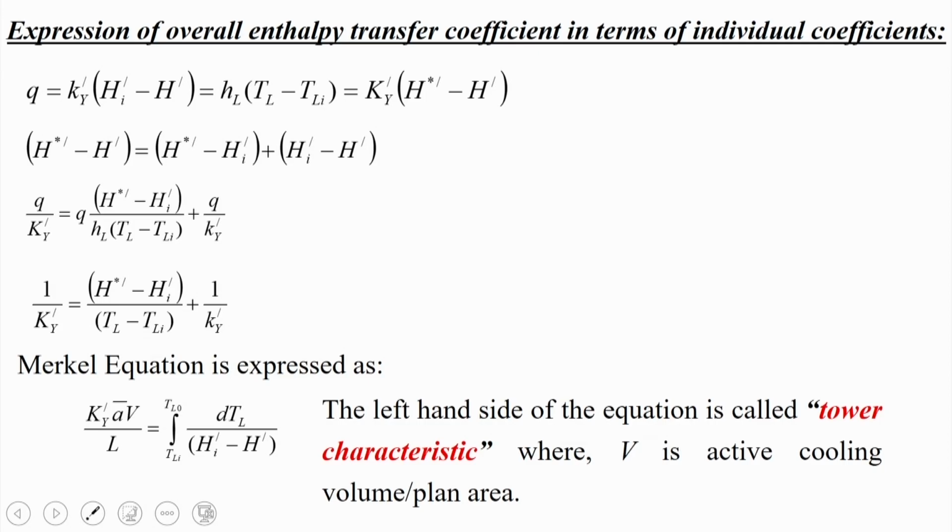So, we can express this Merkel equation as capital K y prime into a bar into V by L is equal to the integral of d T L by (h I prime minus h prime), integrating from T L 1 to T L 0.